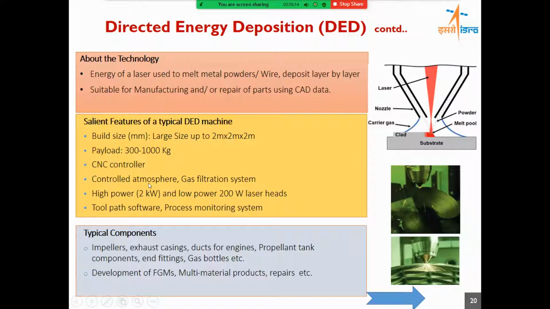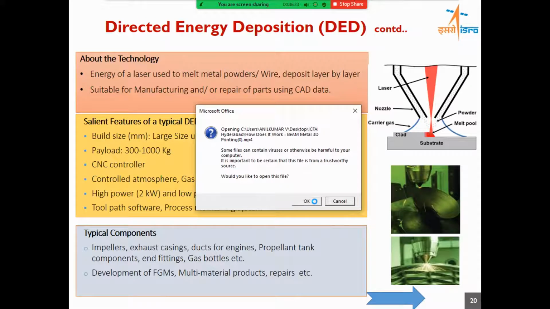The laser powers used in such techniques vary from 200 watt for lower power to 2 kilowatt for higher power lasers. And these are the typical components, mainly from an aerospace perspective, which I have listed, which can be made through the directed energy deposition technique. Here again, I have a short video of directed energy deposition.